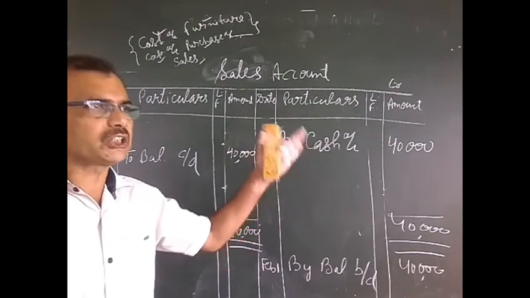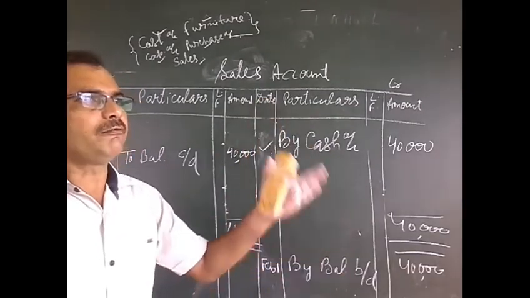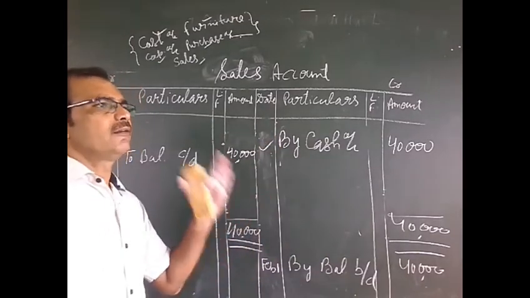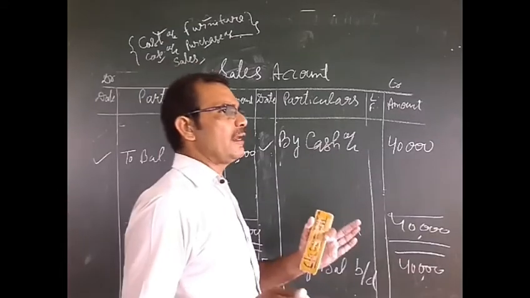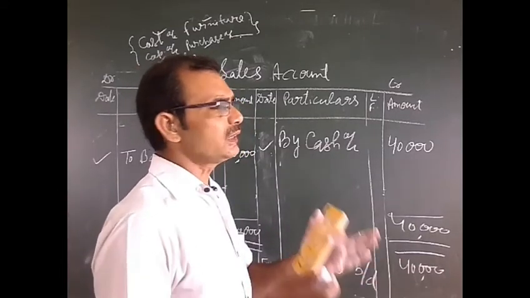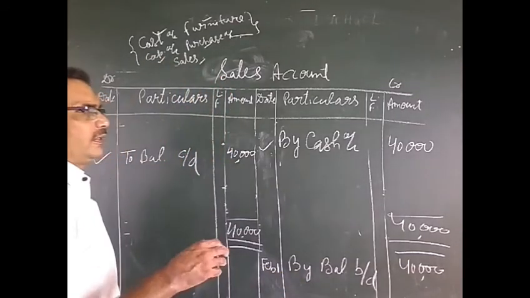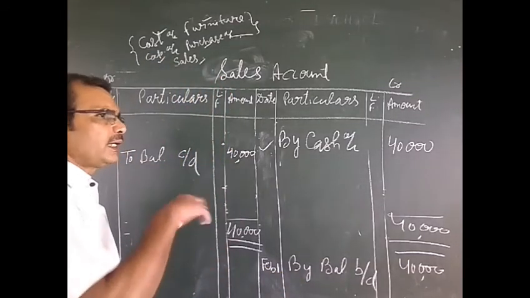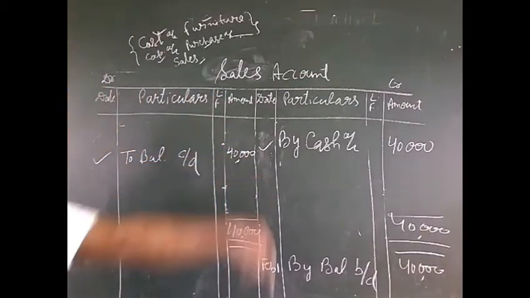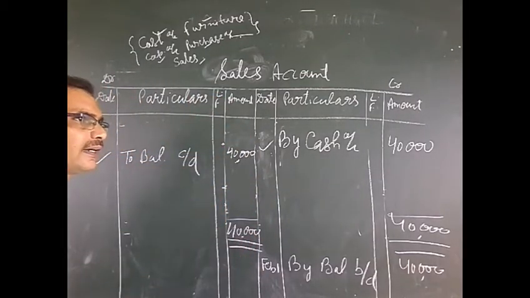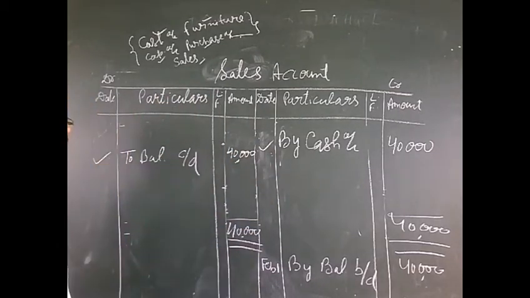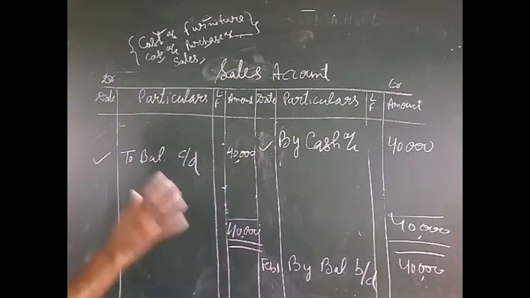After preparing journal and ledger, we will prepare trial balance. And what is the rule of trial balance? How we can make trial balance from ledger? This is the main point. When you see the ledger, wherever the balance is written, you will write in the trial balance. This is main important thing.